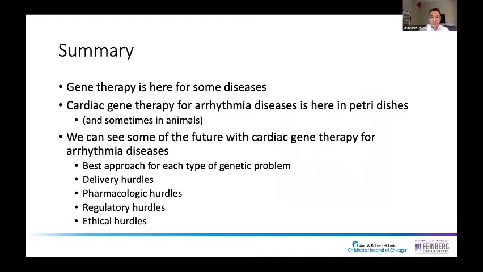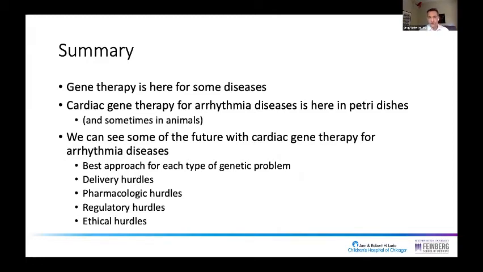So in summary, gene therapy is here for some diseases, and it's really exciting. Cardiac gene therapy for arrhythmia genes is here in petri dishes and still in animals. In other words, we can identify ways in which this is really successful, and it is not hard to look at the current literature for people who are trying approaches in heart and arrhythmia diseases and say, I see the future. And we can see the future with cardiac gene therapy for arrhythmia diseases, but we are going to have to solve the best approach for each type of genetic problem.